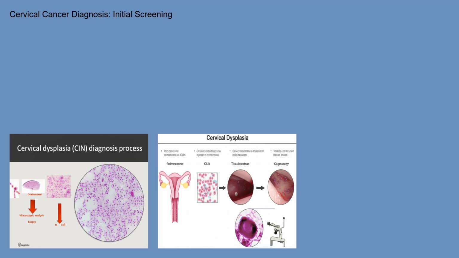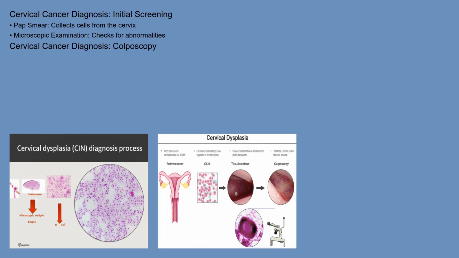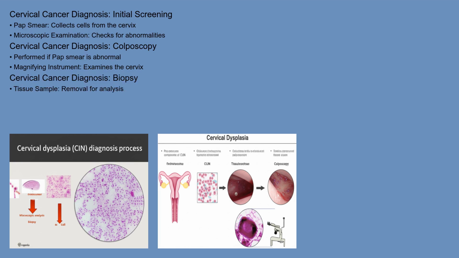Diagnosis typically begins with a Pap smear, where cells are collected from the cervix and examined under a microscope for abnormalities. If the Pap smear shows abnormal cells, a colposcopy is usually performed. During colposcopy, the cervix is examined with a magnifying instrument and a biopsy, the removal of a small tissue sample, may be taken for further analysis. The biopsy is then examined by a pathologist to determine the grade of dysplasia.